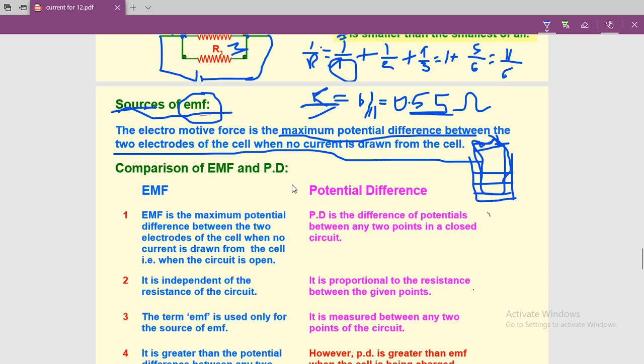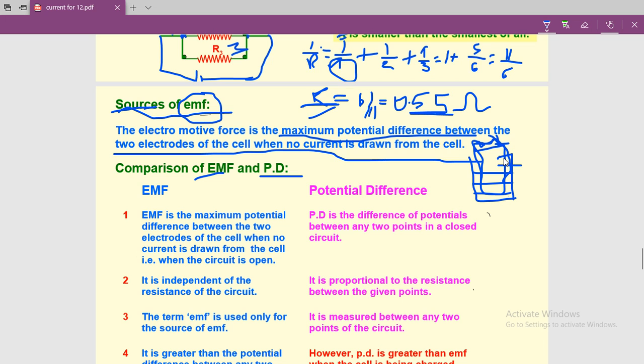Now we are going to study, it means we are going to compare EMF and potential difference. So in further discussion we saw that, students, when this circuit is open, the potential difference across the two electrodes is known as the EMF, whereas if this circuit is closed, there is current in this circuit, and we can measure the potential difference of any part of the circuit. So the potential difference of any part is defined as the difference in potential at any part of the circuit. It is not related to the maximum value.